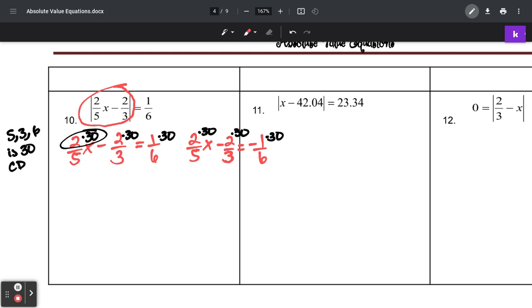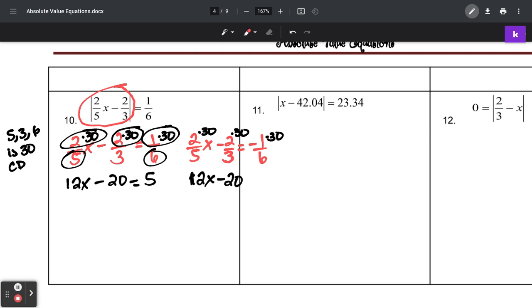So 2 times 30 is 60, but 60 divided by 5 is 12, so that's 12x. 2 times 30 again is 60. 60 divided by 3 is 20, but that's minus 20. 1 times 30 is 30. 30 divided by 6 is 5. Over here, you're going to end up with the same thing, except instead of a positive 5, you're going to end up with a negative 5. Okay? If you're unclear on that, let me know. All right, so I'm going to solve here.